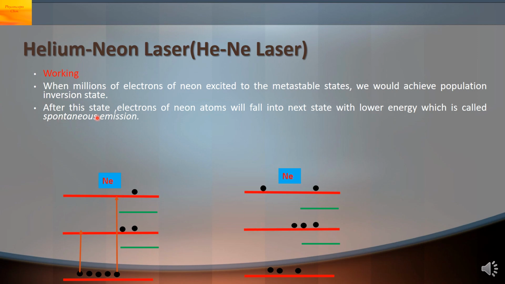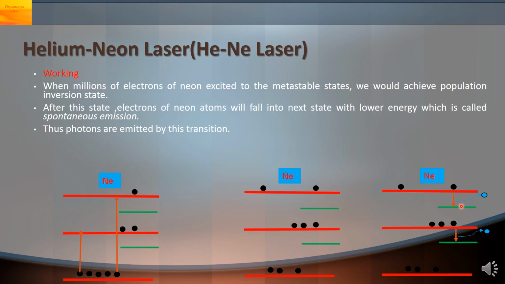After this state, the electrons of the neon atoms will fall into the next state with lower energy, which is called spontaneous emission. So that is shown in this diagram. And in this process, the photons are emitted.